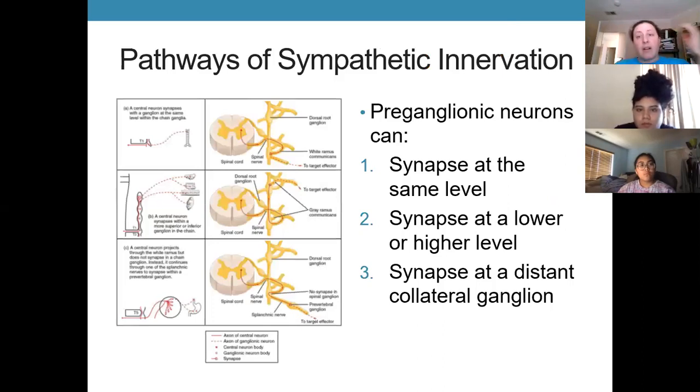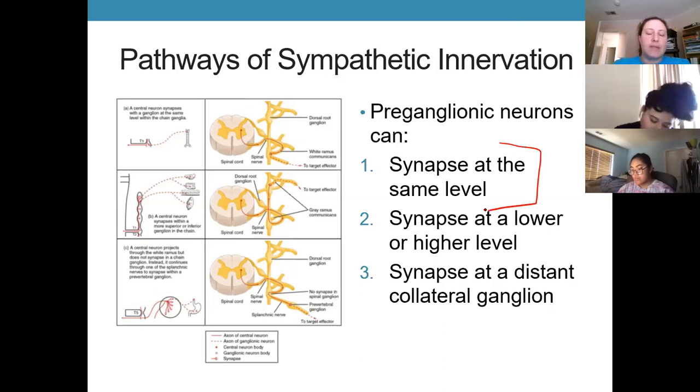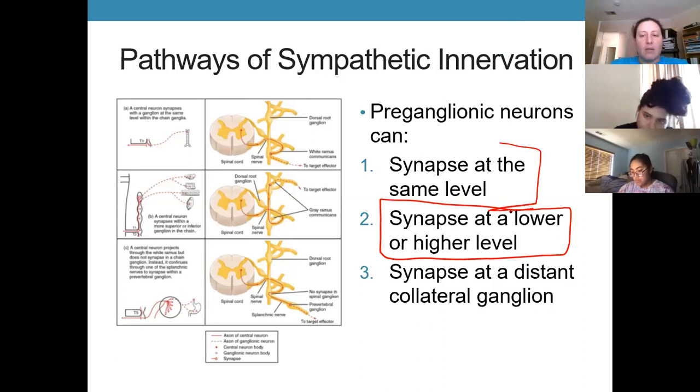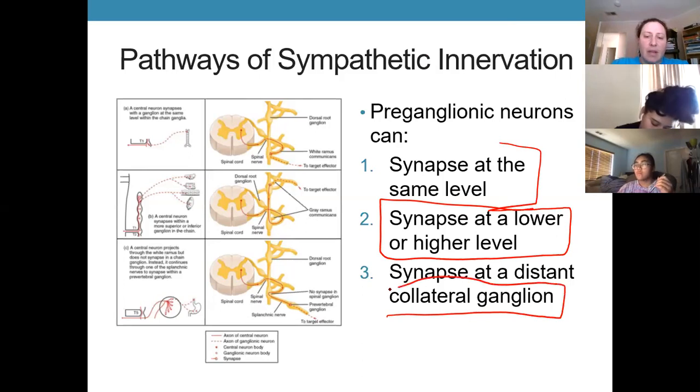So there's actually a couple of different options for those preganglionic neurons as they enter into the sympathetic trunk through those white ramus communicans, because they don't all synapse at that same ganglia. Although they can, sometimes they actually synapse at another ganglia, so they actually travel up or down the spinal cord or up and down the chain first, or they synapse at a third option, which is something called a collateral ganglion. Because of course, these sympathetic trunks are not the only ganglia that the sympathetic nervous system has.